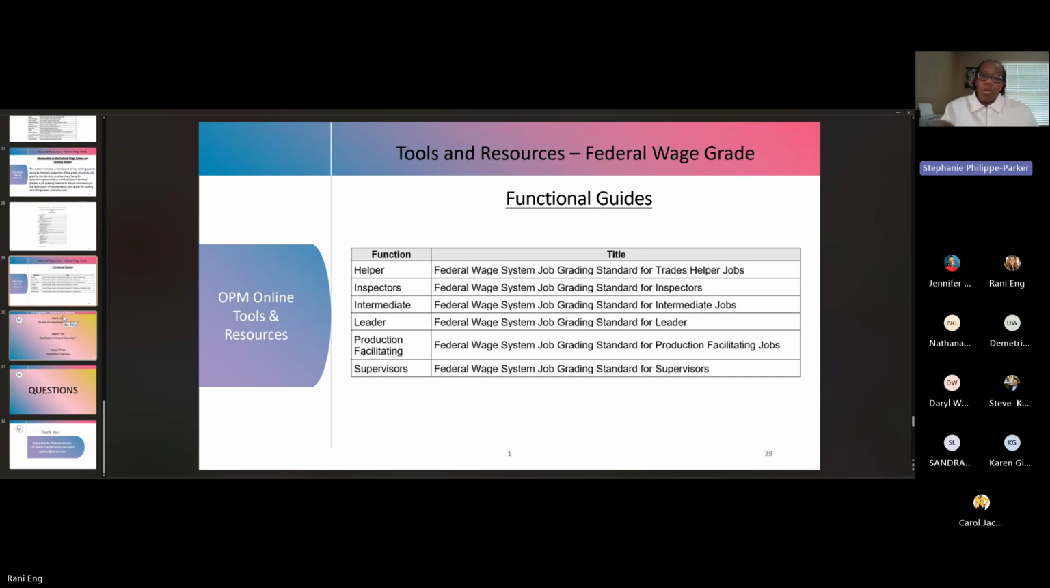Almost similar to how we were talking about clerks, technicians, administrative, professional. These are more helpers, inspectors, leaders, supervisors. So in the same realm of that. These are the categories that OPM provides as a separate reference and grading point outside of the classification standard. This tool is important for consistency purposes as well as understanding the differences between the varying levels of work.